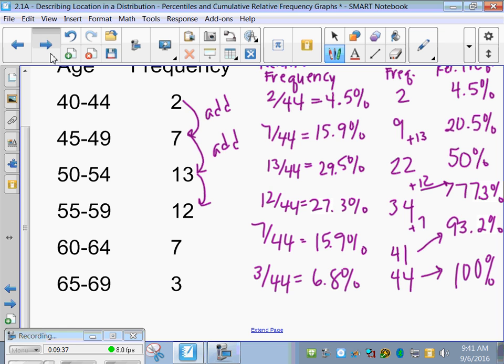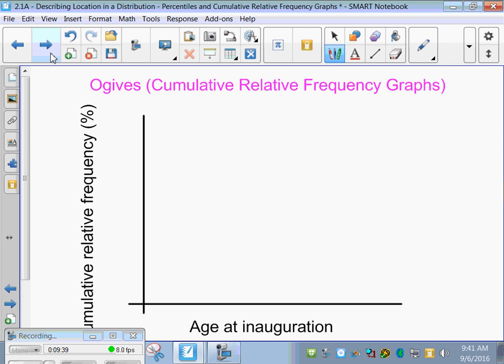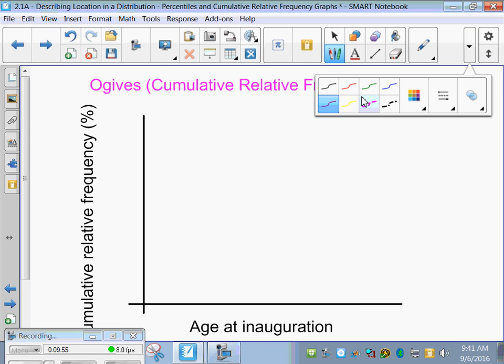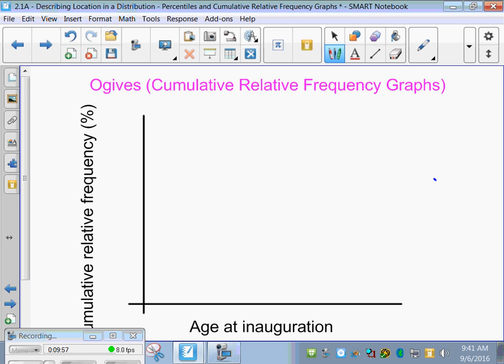All right, so that's pretty easy. I feel like we could all handle that. Now we got to make a graph, and we got to understand our graphs. So these are called ogives sometimes. It's the same thing as cumulative relative frequency graphs. I've never heard that word before, but ogives. Okay, let's see.